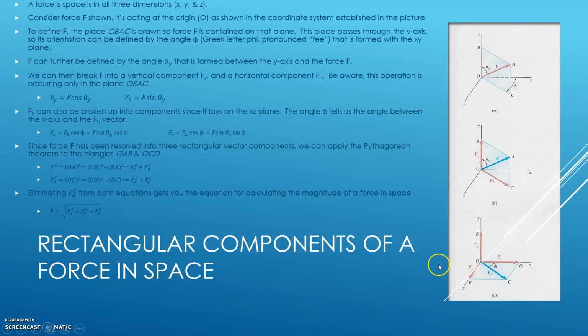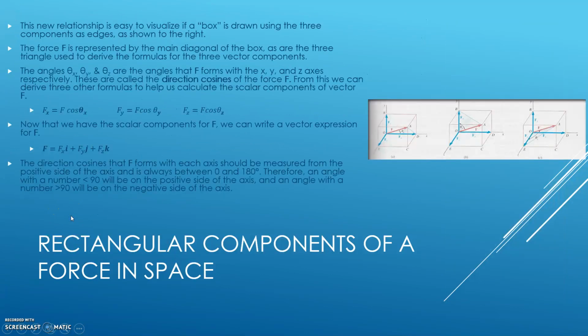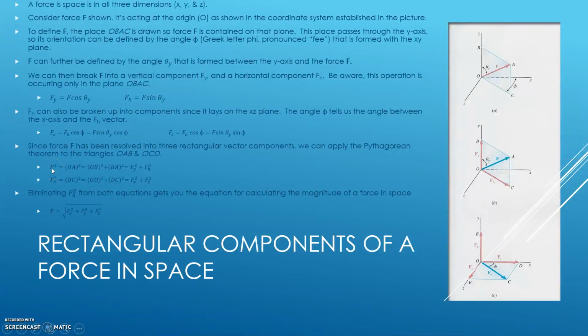So all we're going to do is eliminate the F sub h from it, and we know that to find the magnitude of that force, all I've got to do is take the x component and square it, the y component and square it, and the z component and square it, and take the square root. So it's just like the Pythagorean theorem in 3D. You're taking all three of those components and applying the Pythagorean theorem to them.